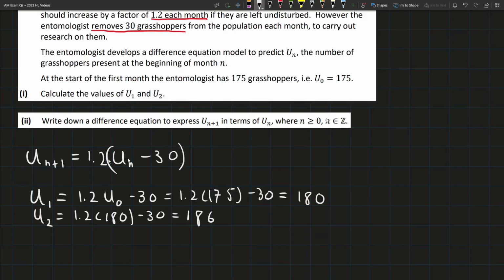So the reason they couldn't take the grasshoppers out at the start is because if you do that, you'll see that 1.2 times 30 is 36. So what happens is this number here, the 180, actually goes down, which means the population is decreasing. And eventually, once you go on long enough, it starts to get negative, and then obviously you can't have a negative population. So that confirms that indeed we do write it like this. We assume that they take it out at the end of each month. So that's parts 1 and 2 done.